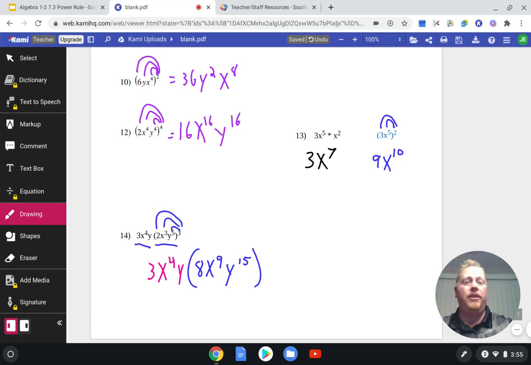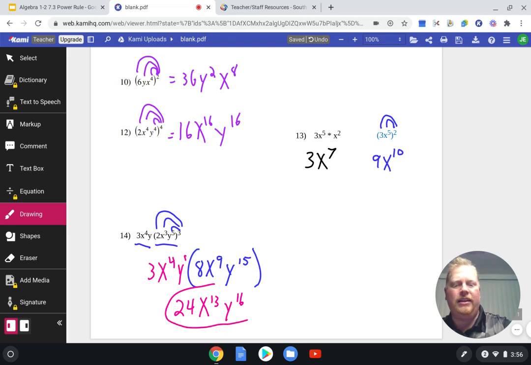So now I'm going to multiply these two terms together using the product rule. So I'm going to multiply my coefficients and add up my exponents. So 3 times 8 is 24. X to the fourth and x to the ninth makes x to the 13th. Y to the first power, if I don't see an exponent, it's understood to be to the first power. So y to the first and y to the 15th makes y to the 16th. And that is my final answer.